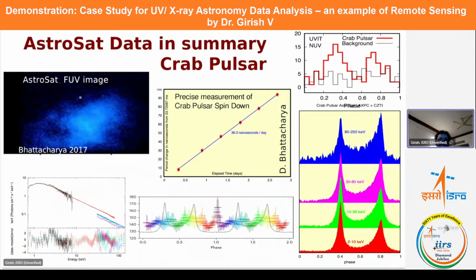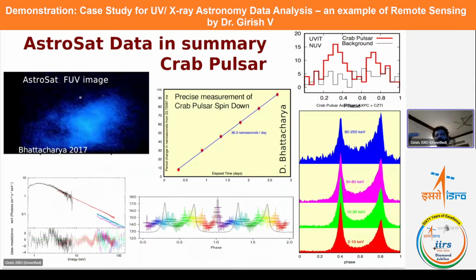Okay, so if I have to summarize in one slide, you can get UV imaging, UV light curve, spectroscopy, and, coming back to Crab, it is rotating at 33 times per second. With long observations, Professor Dipankar and others have measured how exactly it is spinning down. Why is it spinning down? Because it's giving out energy. Where is that energy coming from? By slowing down itself. So they have calculated the precise spin down frequency of the Crab pulsar.